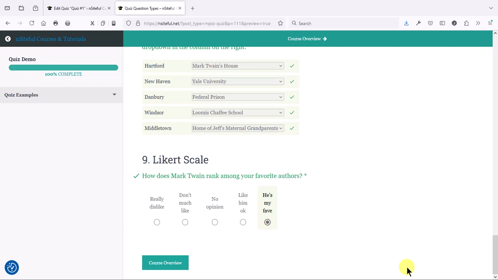Now, this is subjective, totally subjective. It's an opinion. How does Mark Twain rank among your favorite authors? I got credit for that question. Again, it's an indeterminate type.